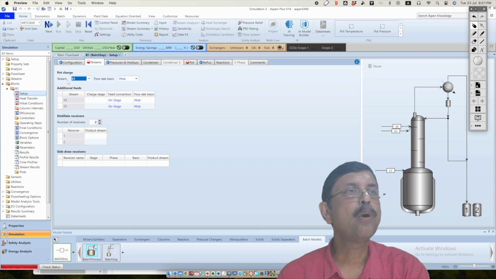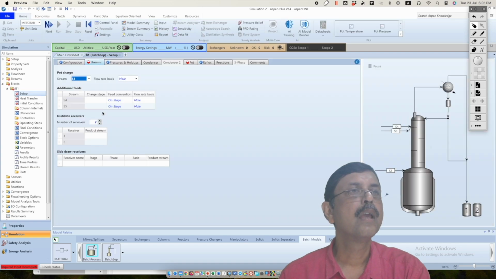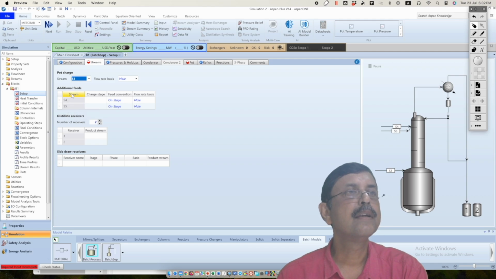Now this is the pot charge. Okay, S1. Why is it the pot charge? Because we have given it over here. So this is the pot charge, right? So what is going in B1? That is the pot charge. So this is only the pot charge. And S4 and S5, these are the additional feeds which can be given on the stages.